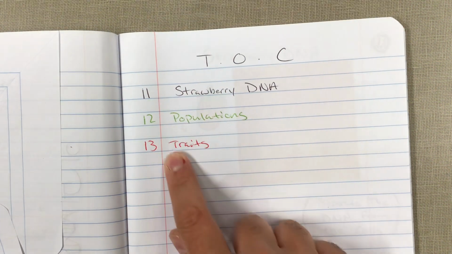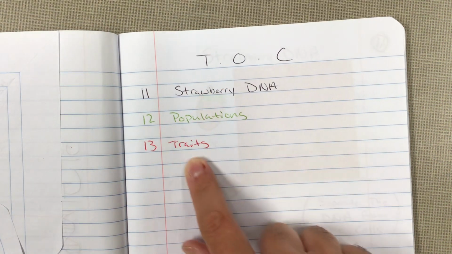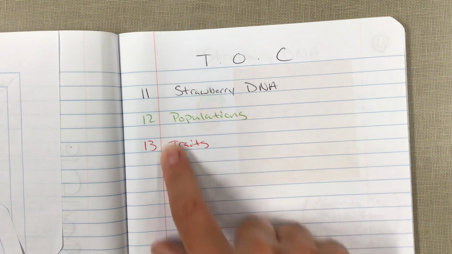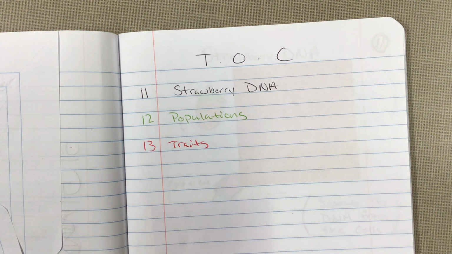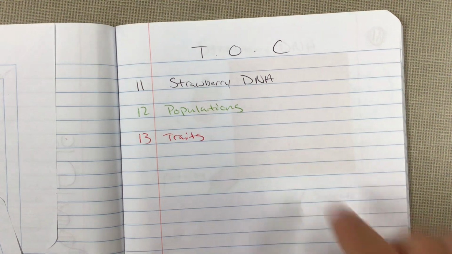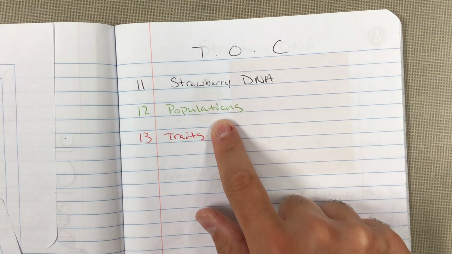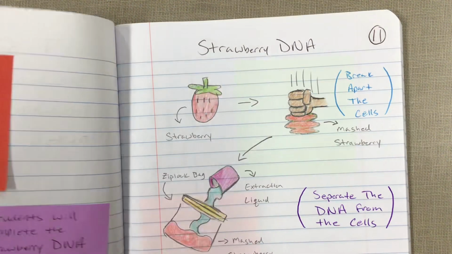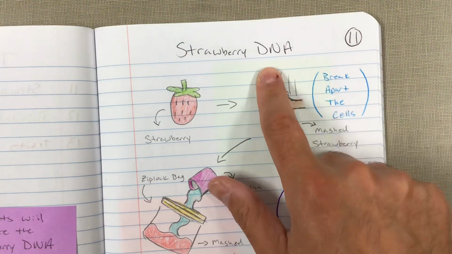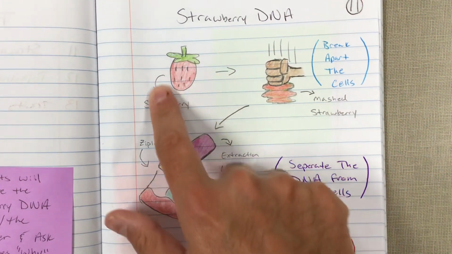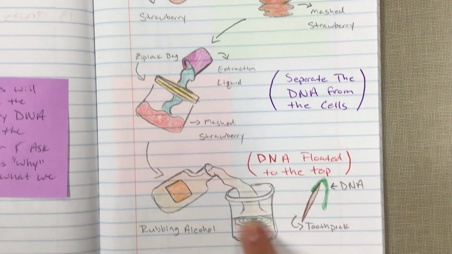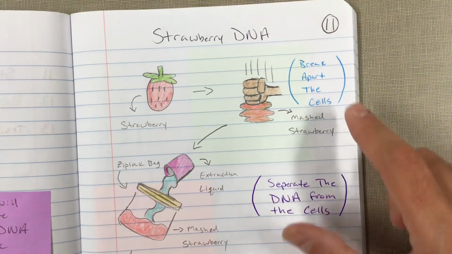We are only currently up to, as of this moment, which is the 26th of September, 2024, page 13. So we've done a strawberry DNA activity, populations, and traits were the things that we talked about. So we did our strawberry DNA lab. We got to go through different steps of the lab. We got to draw them out with doodle notes.